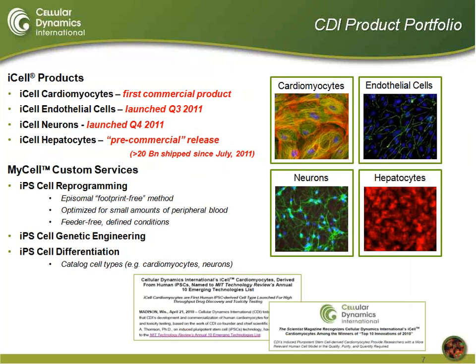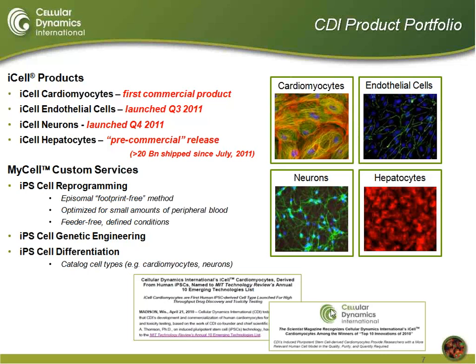So a little view of some of the products that we currently offer. Our first product was the iCell Cardiomyocytes, which launched at the end of 2009, the beginning of 2010. In addition to those, we launched in Q3 of 2011 the endothelial cells, the neurons in Q4 of 2011, and the iCell hepatocytes, which are currently in a pre-commercial release, which means that they're currently a live cell product, but we have been shipping those to many customers.